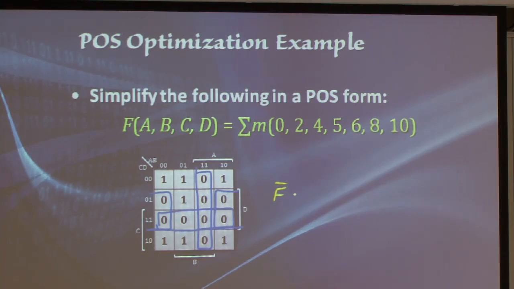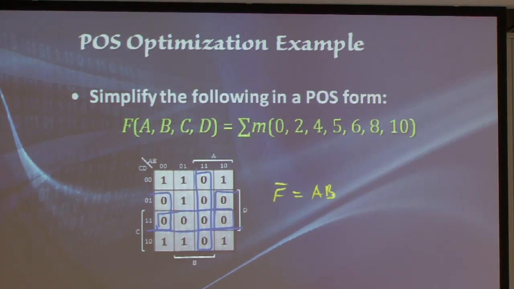Now pay attention to the notation. I put a bar above the f because it's not the same function. And then I read this group here will give me a and b. Remember, a group of 4 will give me 2 variables. This group here, the horizontal one, will give me c and d. And the group that wraps around will give me not b and d. So this is a simplified sum of products expression for the complement of f.